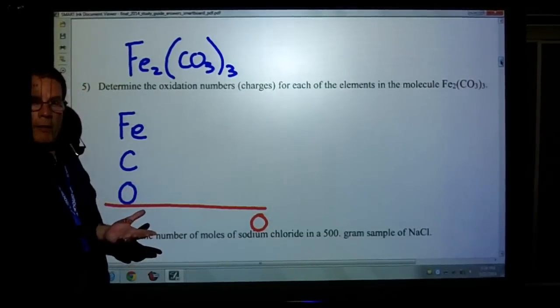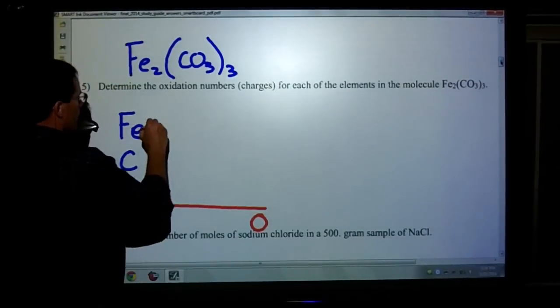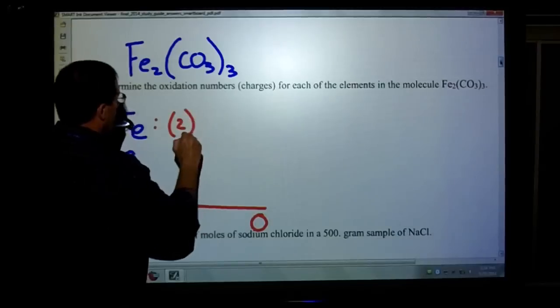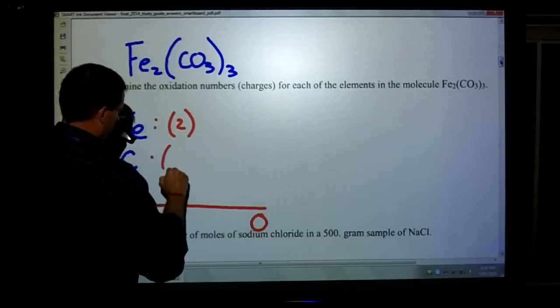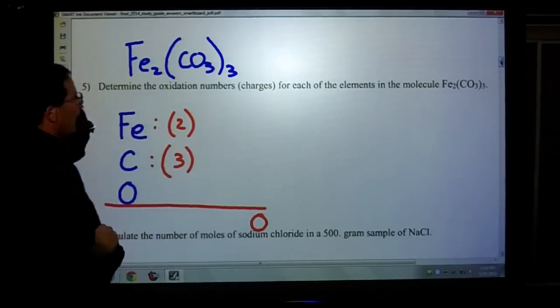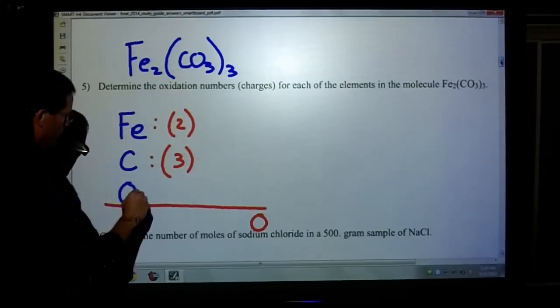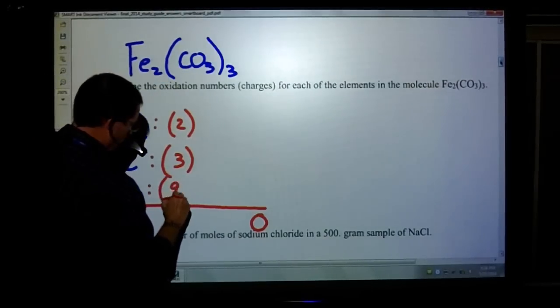Now I do want to count how many atoms I have. So iron, I actually have 2 of those. The carbon, I have 1 times 3. And oxygen, I have 3 times 3, which is 9.